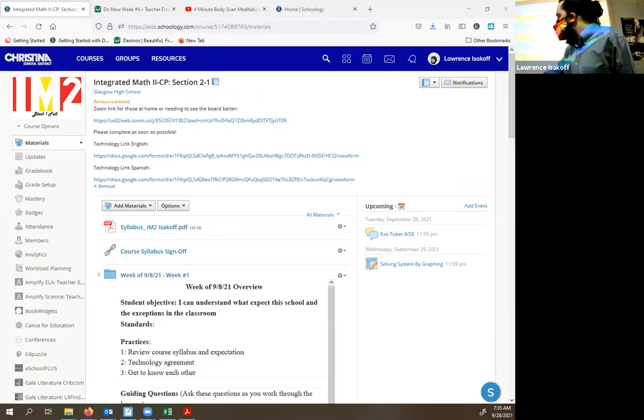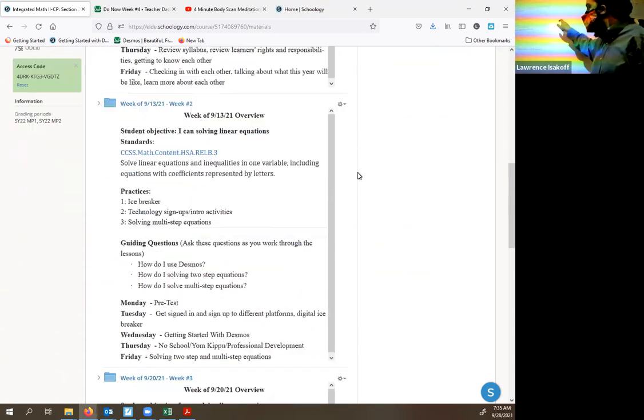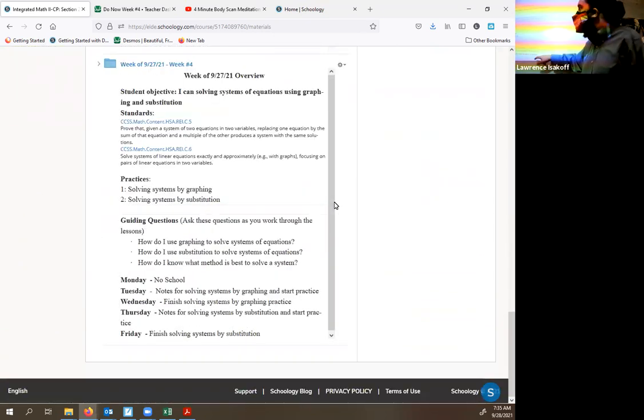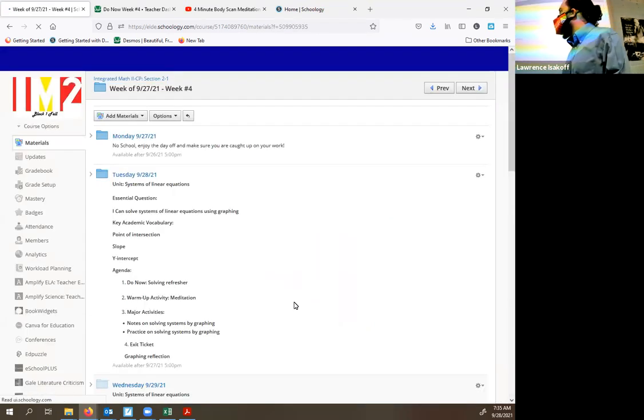So here we go. For week 4, here's what we see. Yesterday we had no school. Today we're going to do notes and start practice on solving systems of equations by graphing. Wednesday, we're going to finish up that work. Thursday, we're going to learn how to do it algebraically using substitution. And Friday, we will finish that work.